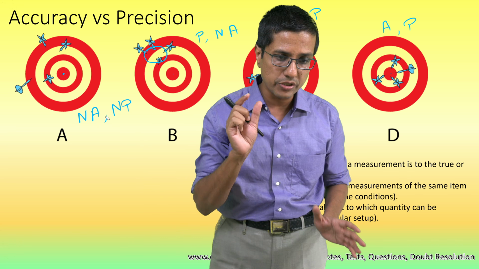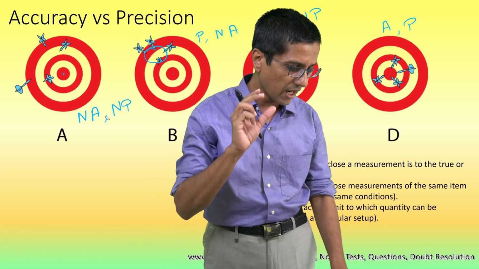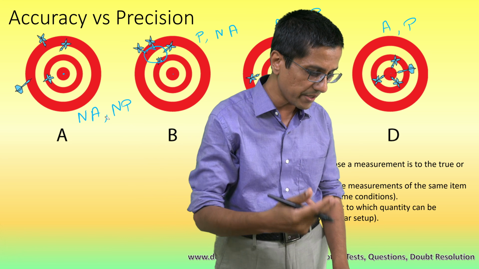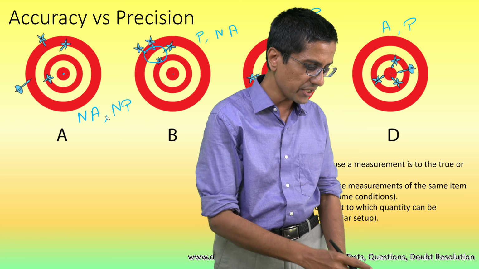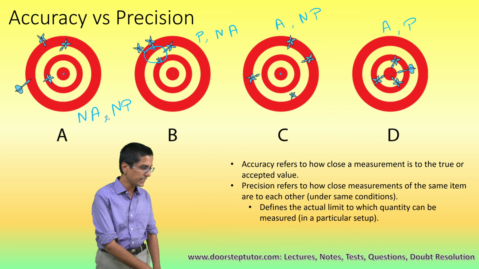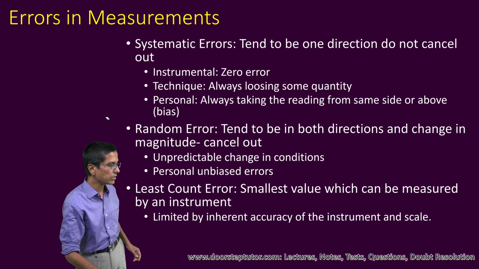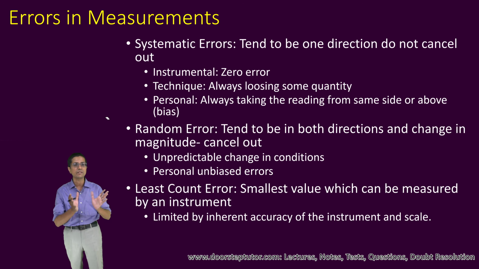how small the units are, how precise my actual measurement instrument is. Okay, so the precision is the result of that. So that is the thing that we understand here. Now let's move on to the errors in measurement.